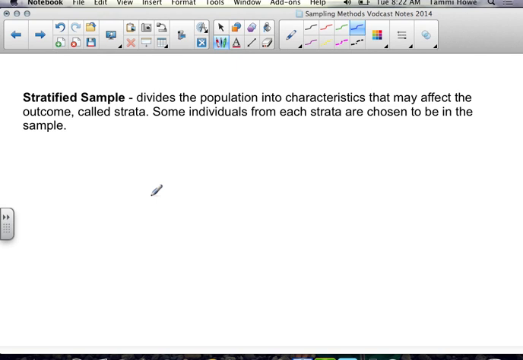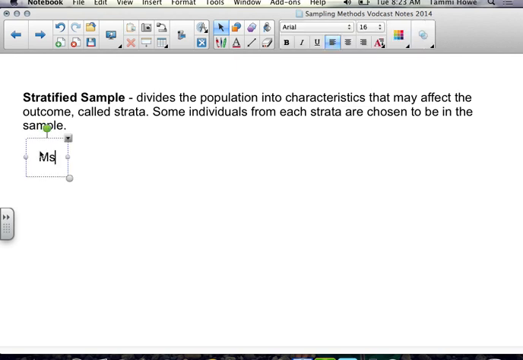And I don't know, what do you think would affect the outcome here? Do you think that the teacher grading may affect the outcome? Do you think that morning versus afternoon may affect the outcome? It kind of depends on you as to what you think would affect the outcome.